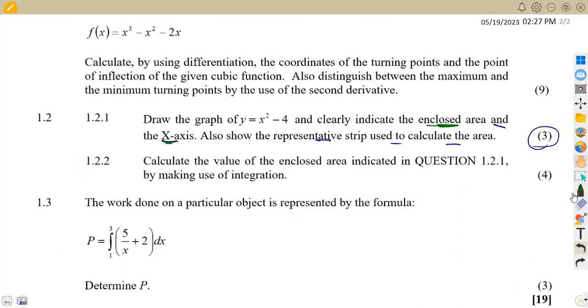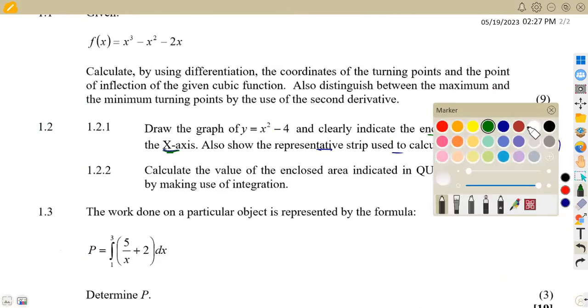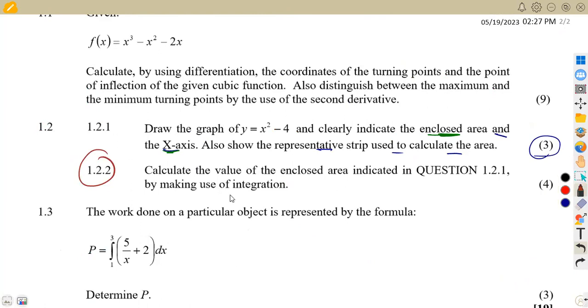Then they are now asking us in the other part of the question, which is 1.2.2, to calculate the value of the enclosed area, that area that we talked about, by making use of integration. So take note, integration is used, its application is to calculate area, okay? Derivatives are all about the gradient and sketching, finding turning points and the point of inflection. Those are for derivatives, but area, that is integration. So sometimes they might not ask you directly to say by using integration.